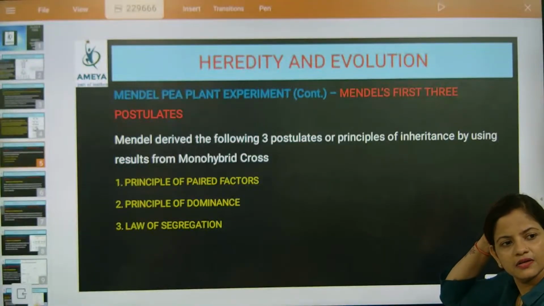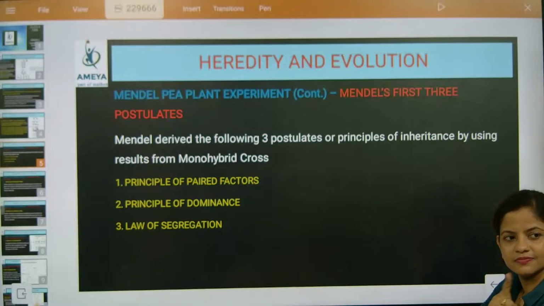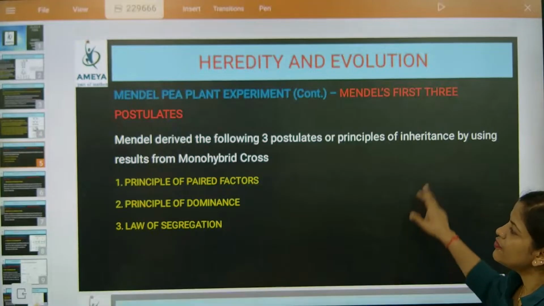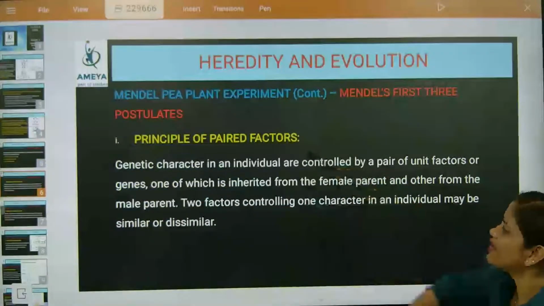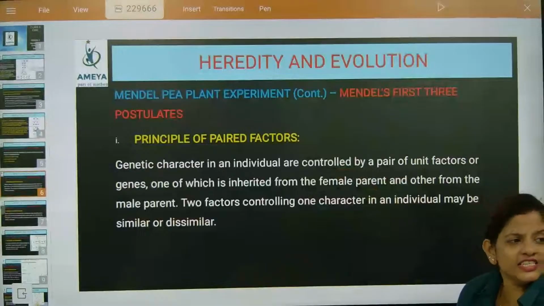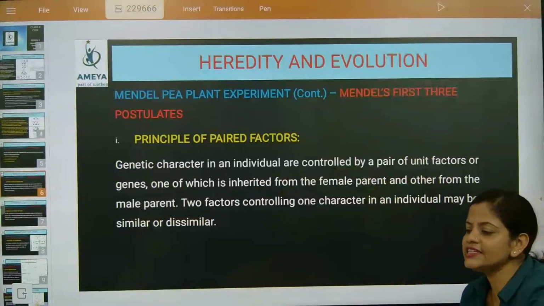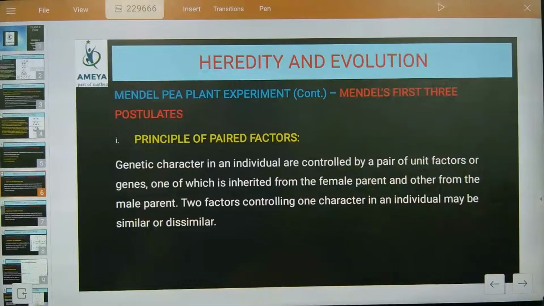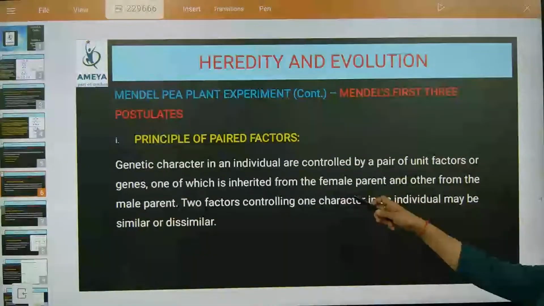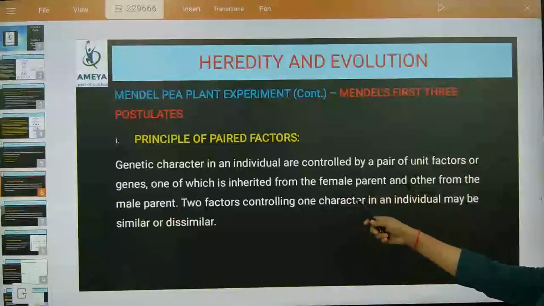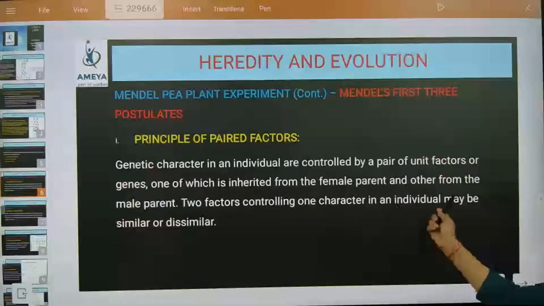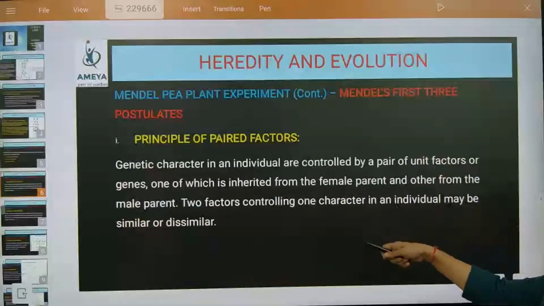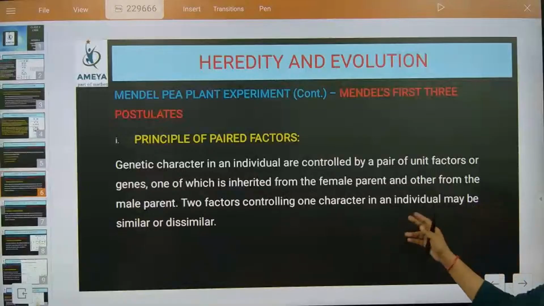Are you all ready? With our first law, we are going to understand principle of paired factor. The alleles always exist in pairs. They can't exist single. So that's why it is called the principle of paired factors. Genetic characters in an individual are controlled by a pair of unit factors or genes, one inherited from the female parent and the other from the male parent. The two factors controlling one character may be similar or dissimilar.